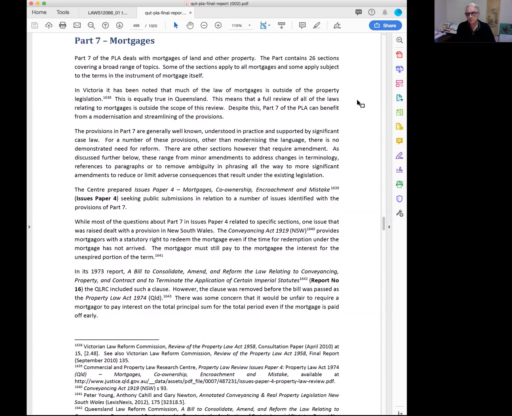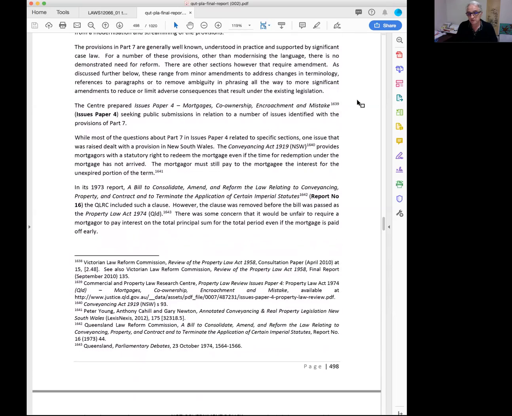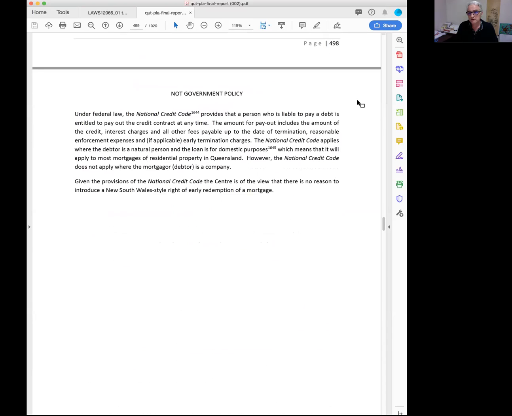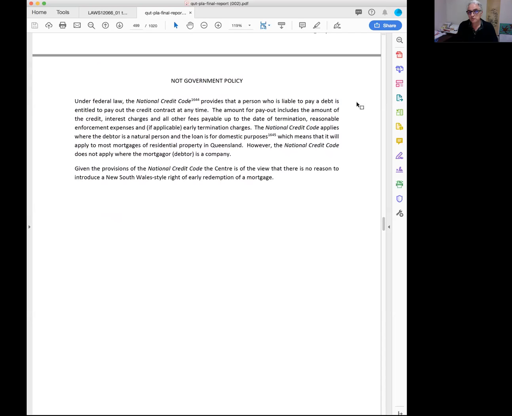Notice that in that second paragraph, the authors say in Victoria, it has been noted that much of the law of mortgages is outside of the property legislation. This is equally true in Queensland. This means that a full review of all the laws relating to mortgages is outside the scope of this review. Yes, that's true. So it's just a reference to the National Credit Code in relation to the debt that's entered into under the credit contract.